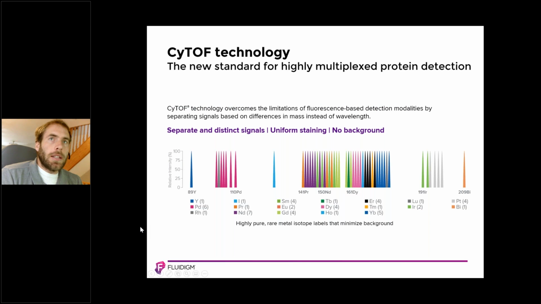CyTOF technology and the Hyperion attack all these problems because, one, we use very separate and distinct signals. Each isotope can be identified. The instrument has a 1 atomic mass unit resolution, so we can tell the difference between each metal isotope very easily. So our signals are very separate and distinct.